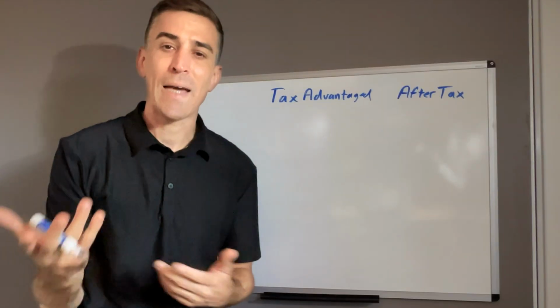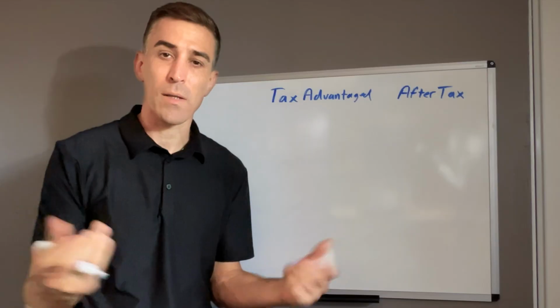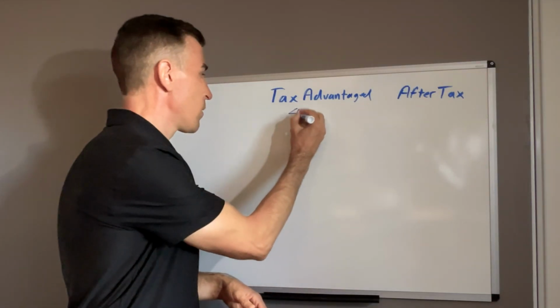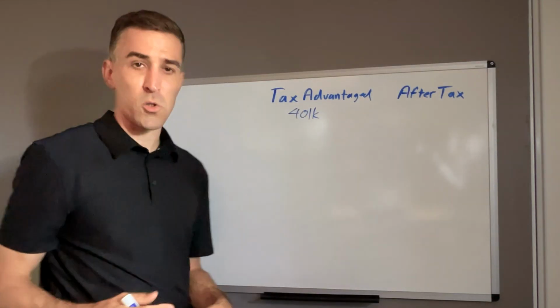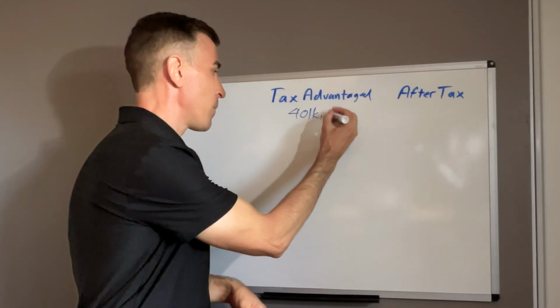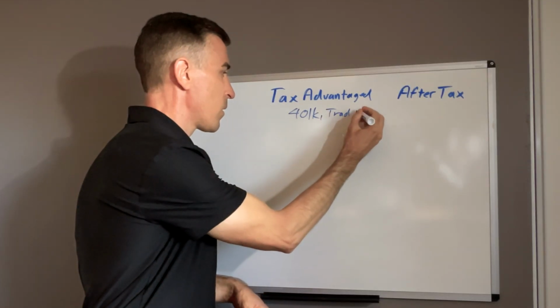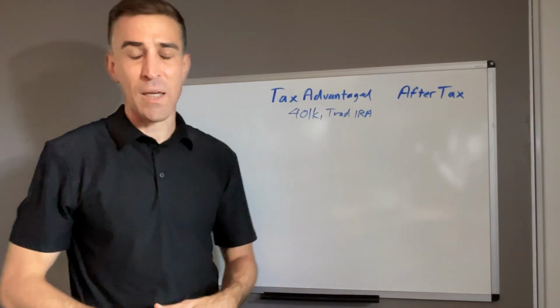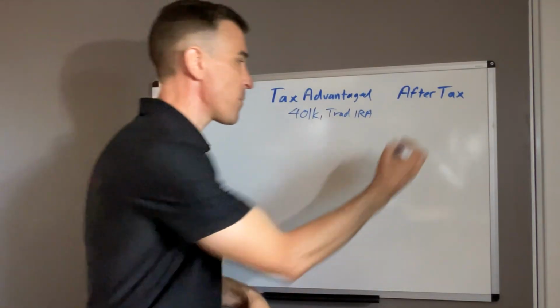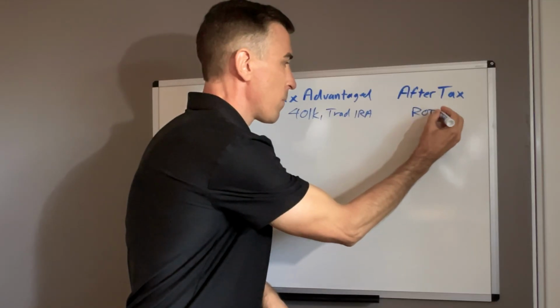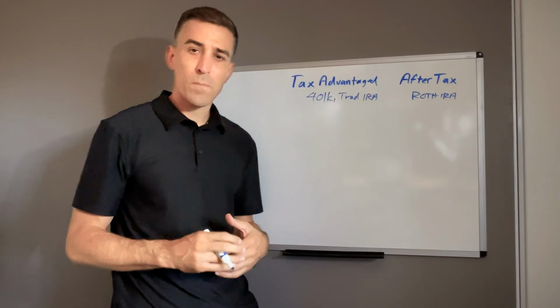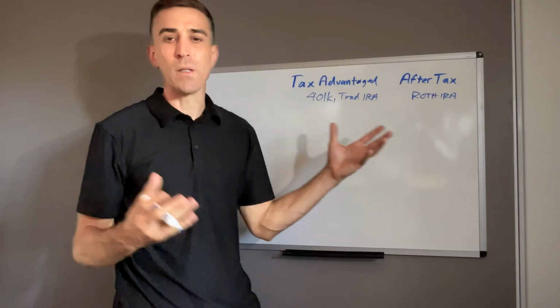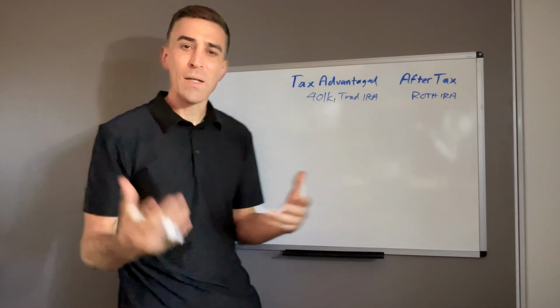So when we're talking about tax advantage accounts, we're talking about accounts like your 401k, and this is also your traditional IRA. Your after-tax account is, in this case, a Roth IRA. So the main difference between these two is when you are taxed. So let's take an example.